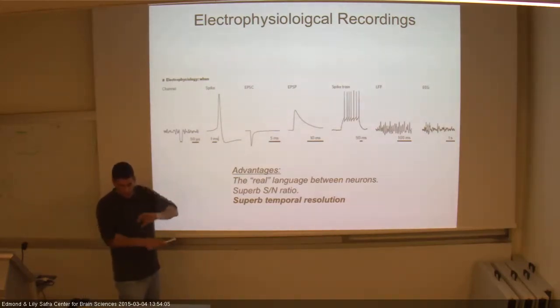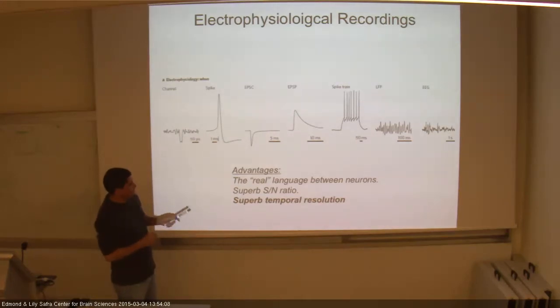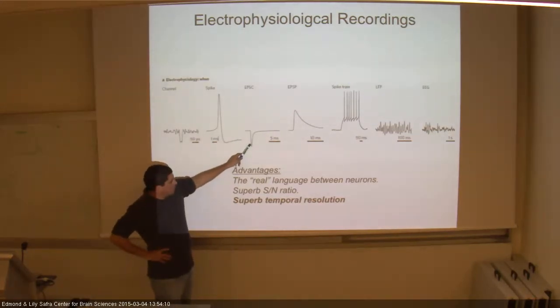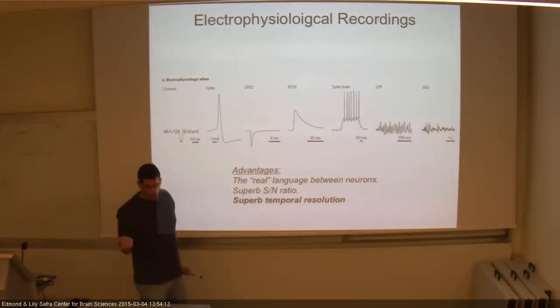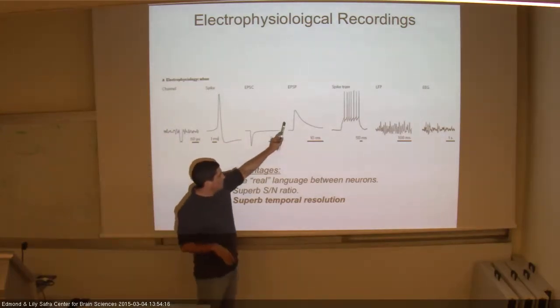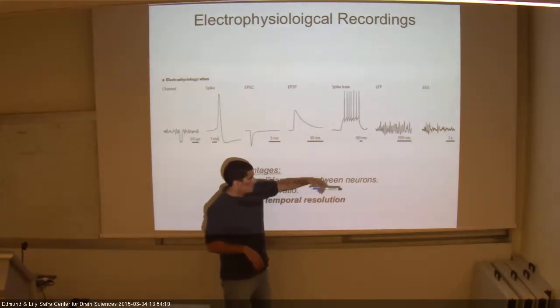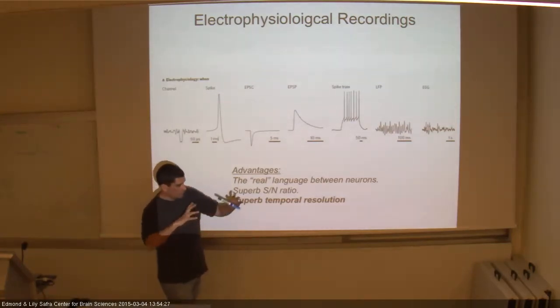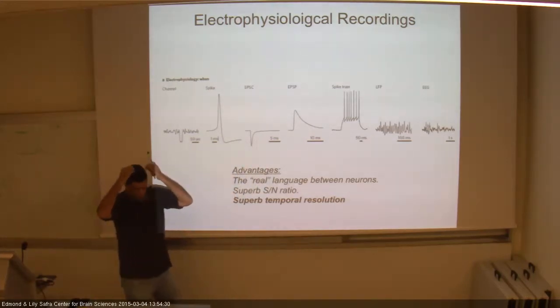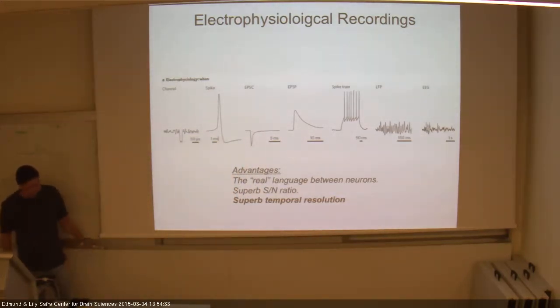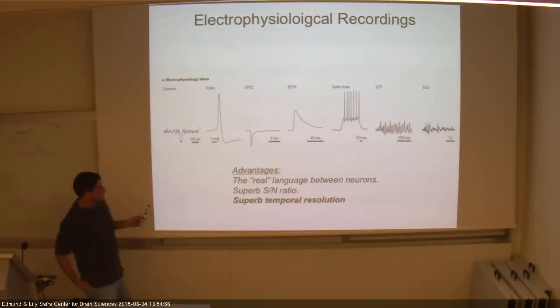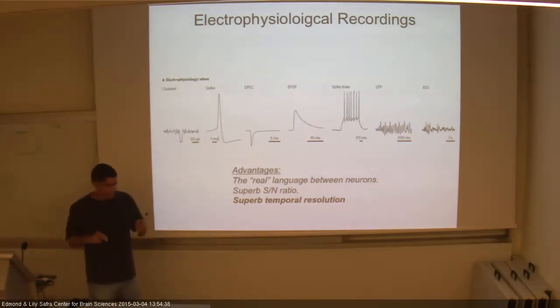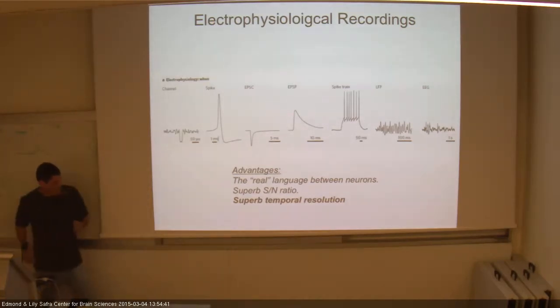You will see experiments where we record with electrodes, spikes, currents. If you patch clamp the cell, I don't know if you learned about voltage clamp, okay, great. Current clamp modes, spike trains, and there are other ways of measurement. So one can stick an electrode and record the local field potential, which picks up information from large populations of cells, and even put electrodes on the head of the animal. Okay, the big advantage of electrical recording is that this is the real language, so to speak, of neurons, superb signal-to-noise ratio, and superb temporal resolution.